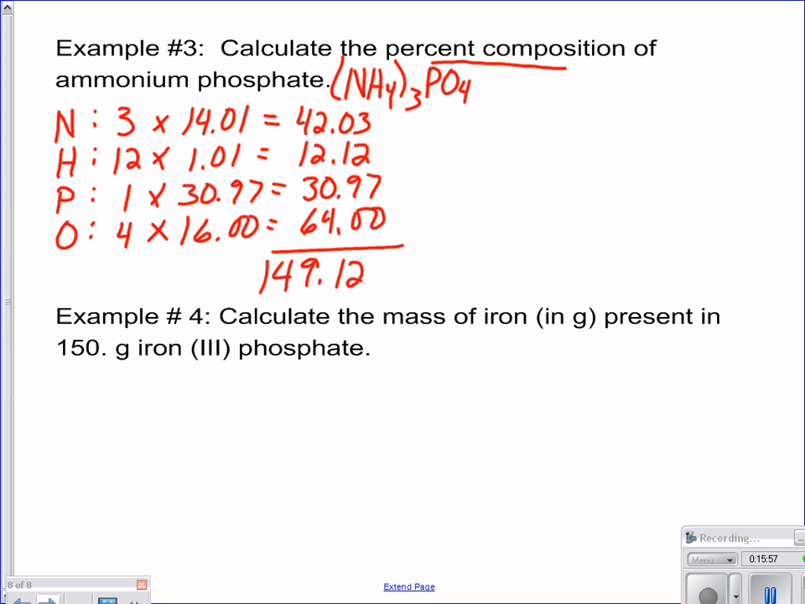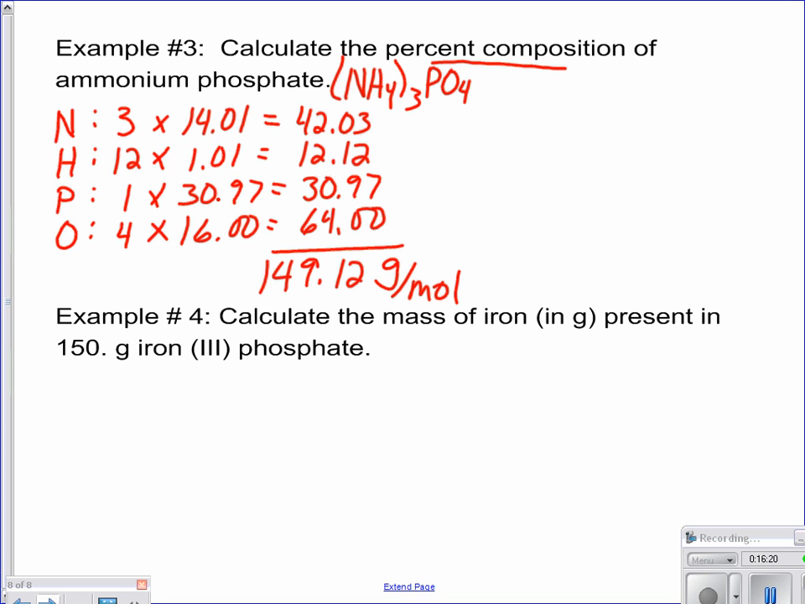And that's going to be, what units do I need to do here? Grams per mole. Good. So just really get into the habit of writing that down, because that's going to help as the units go by in chemistry. So 149.12 grams per mole, but the question is, what is the percent composition of each of those elements within that compound?